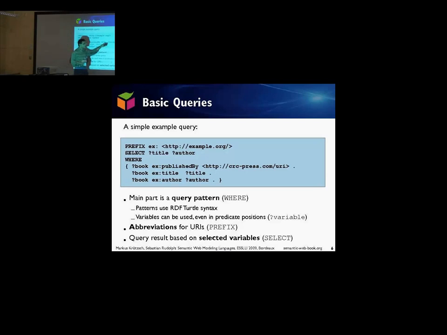Now, because you need a specific publisher, it is like saying in a SQL query where publisher equals, in quotes, CRC Press. So any information where you're looking for things related to a specific entity, you put their URIs or their values. And this is the property which should be present between the variable and the publisher over here. So here the book is the variable, then there is a specific property published by, and then here is the publisher.